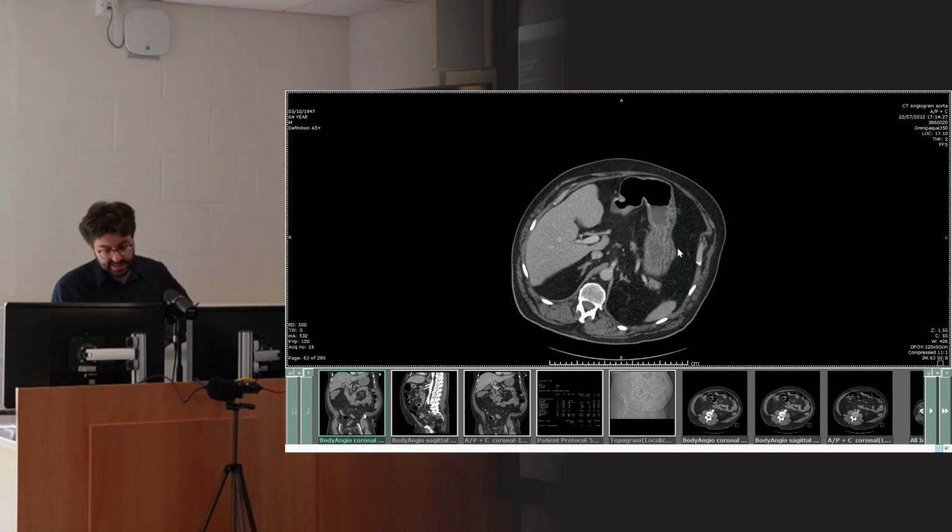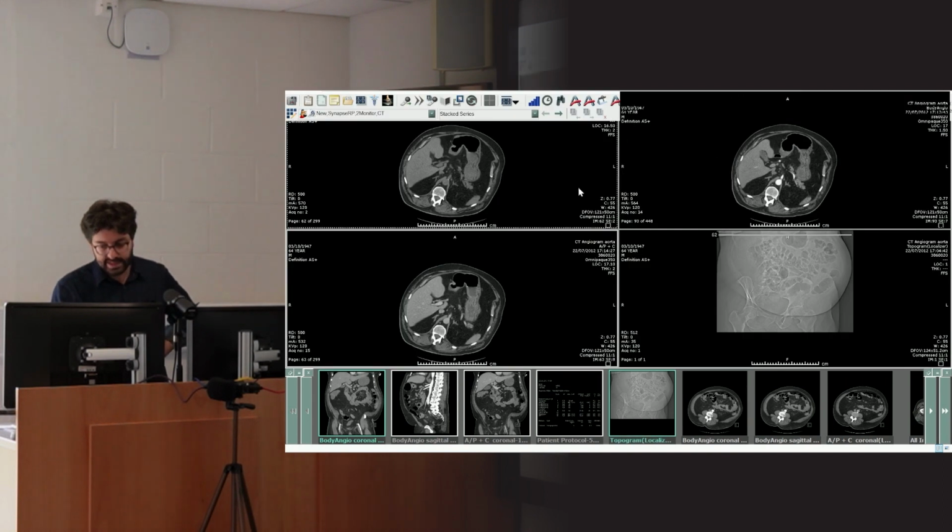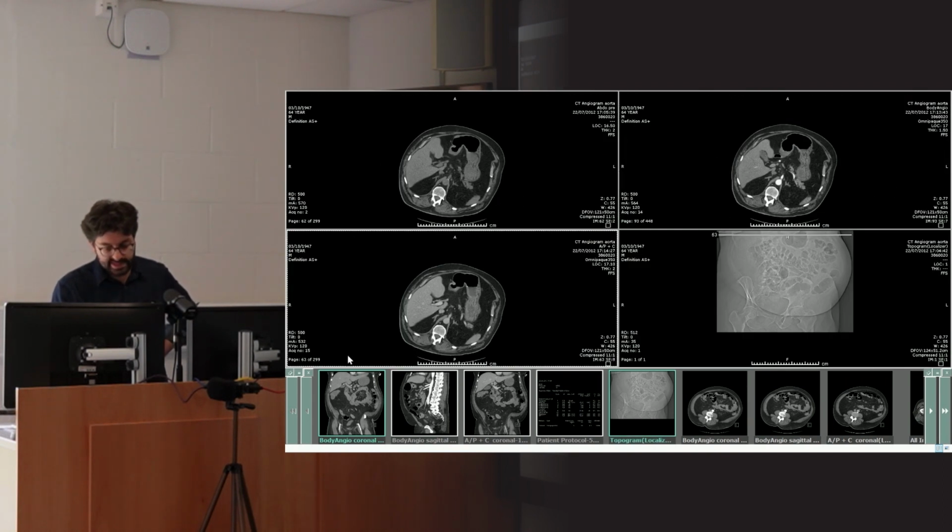Most abdominal scanning is done in the portal phase, but there are occasions where we might want to do more than one phase. In this case, we've done a triple phase. And a triple phase scan is done in a variety of different settings. Sometimes it's done to characterize liver lesions or pancreatic lesions, things like that.